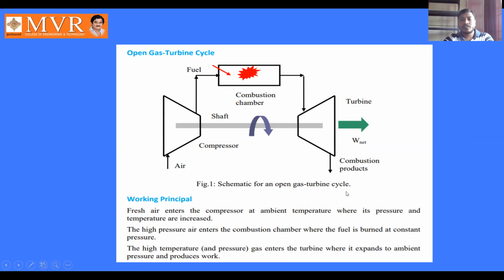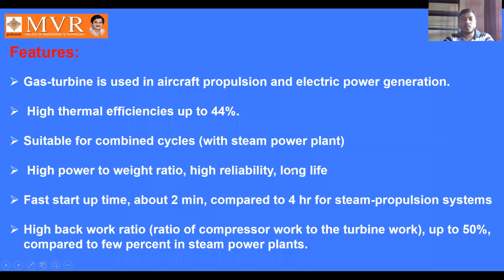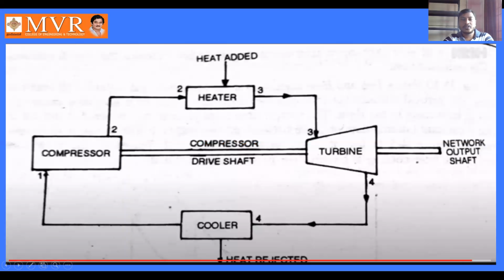where the gas expands to ambient pressure and produces work here. This is what the open gas turbine is about. And coming to the closed cycle, it is in a closed position.